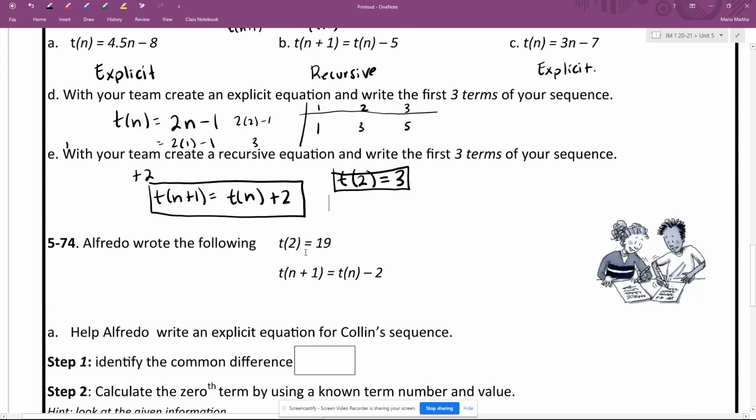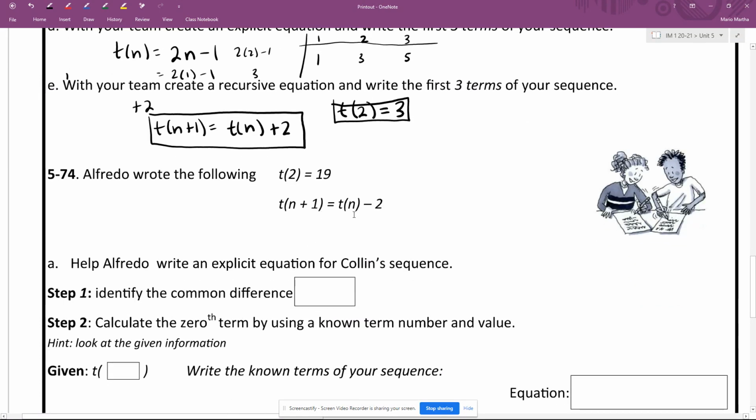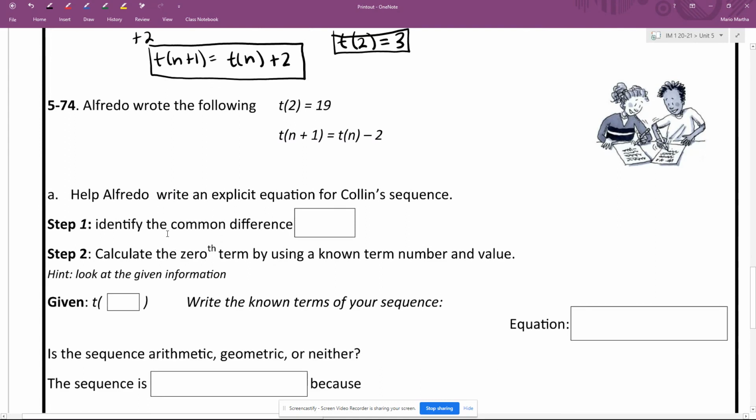Alfredo wrote the following: t of 2 equals 19, and then t of n plus 1 is equal to t of n minus 2. Help Alfredo write an explicit equation for Colin's sequence. So identify the common difference. Here again, the common difference is clearly stated right there. It's just negative 2, so that means we're going down by 2. It says calculate the zero term by using a known term of the value. Look at the given information. We're given t of 2 equals 19, so we know that's the second term in the sequence. And then we want to find our first term in the sequence.